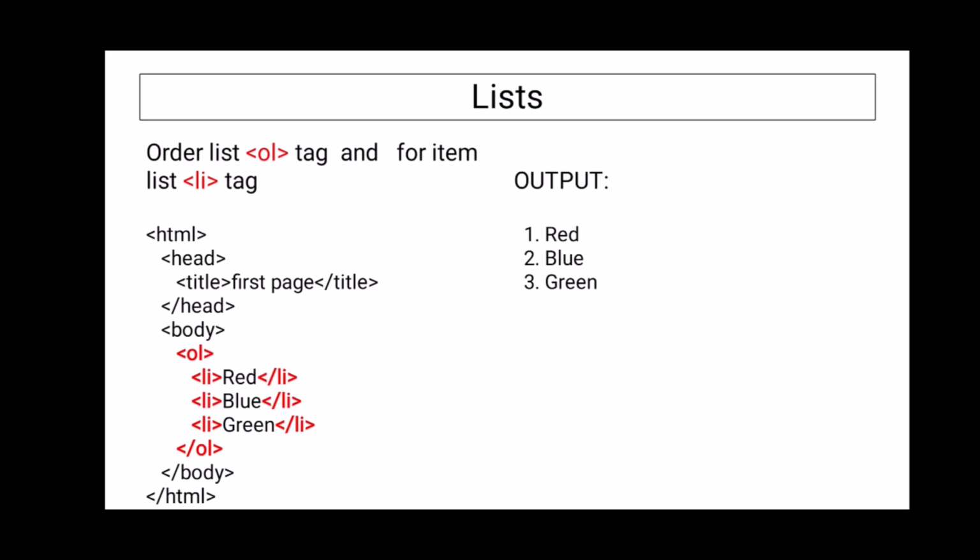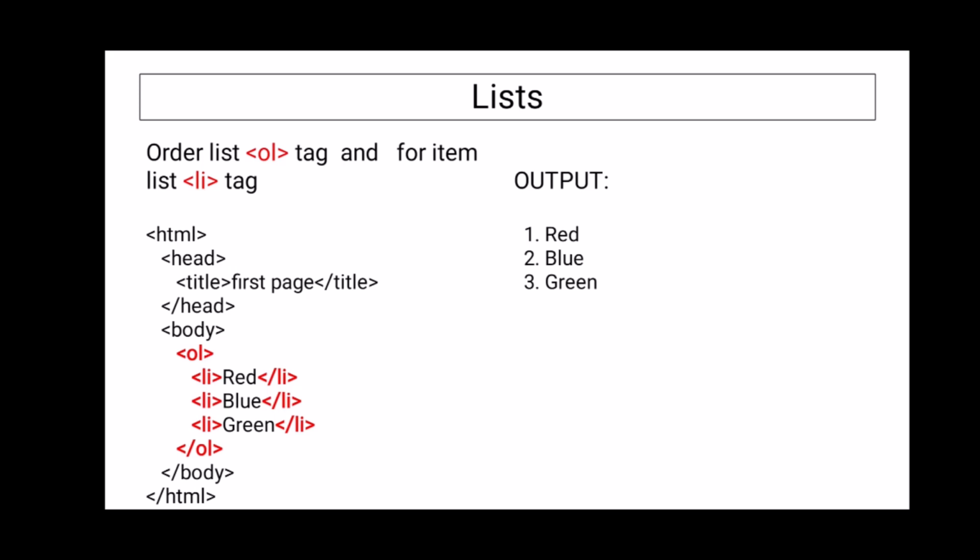List. There are two types of list. First one is ordered list, next one is unordered list. First we see the ordered list. An ordered list starts with the OL tag. Each list item is defined by the LI tag. Here is an example for ordered list.